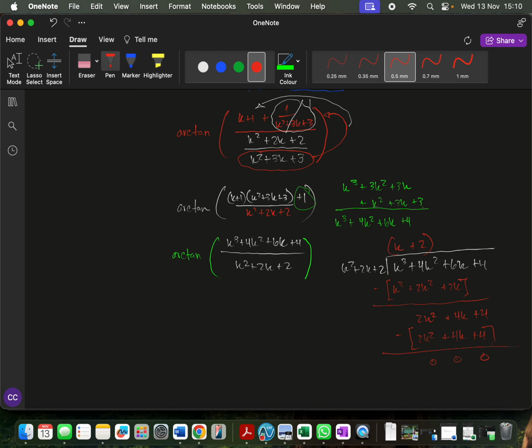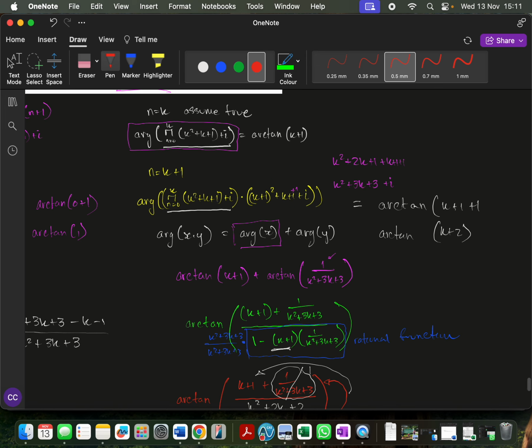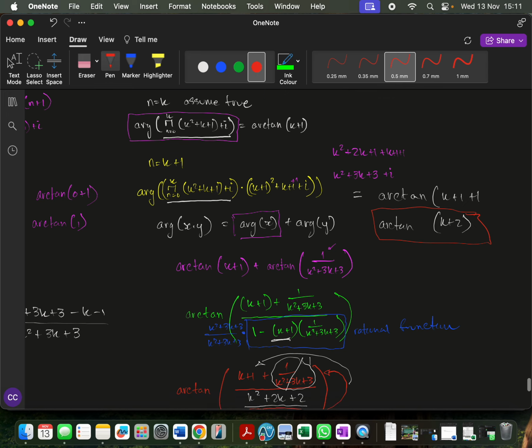And we also know then that this is k plus 2 times k squared plus 2k plus 2 all over k squared plus 2k plus 2. Those cancel. I'm left with arctan of k plus 2, which is exactly what we were trying to get. Sweet God, that took forever.